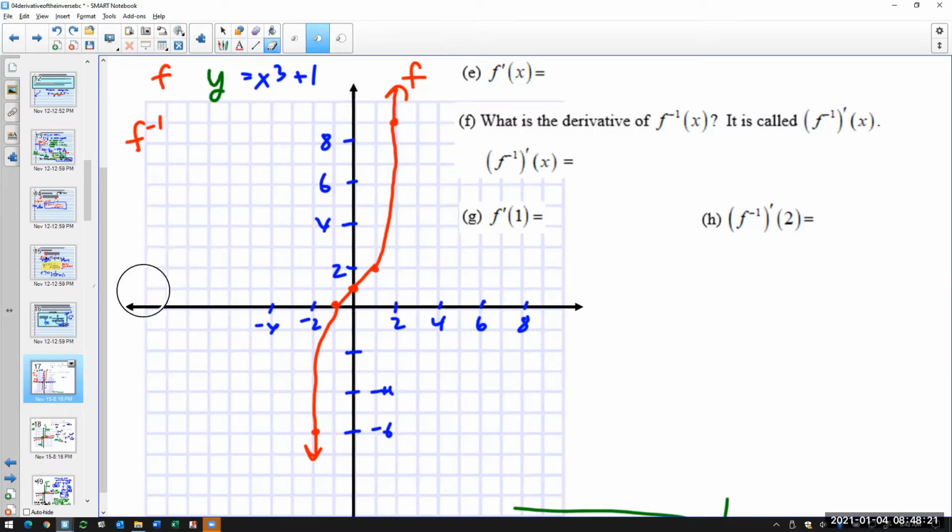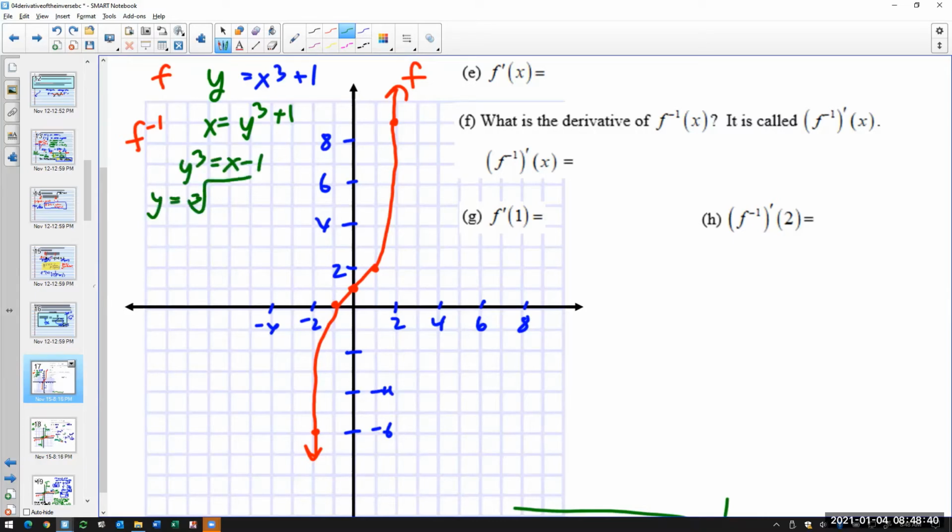All right, so we're going to find the inverse of this, which is basically you switch your x and your y. And that's how you find inverse functions. So I'm going to solve for my new y. So y cubed is equal to x minus 1. So y is equal to the cube root of x minus 1. So this is what f to the -1 is, and this is what f is. I'll just leave it f to -1.